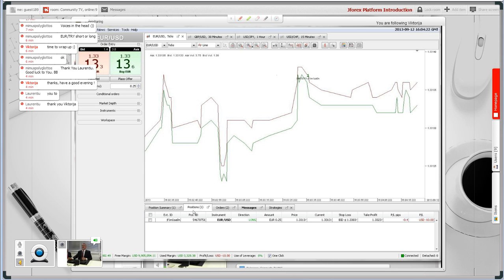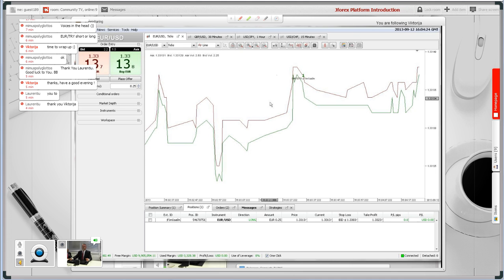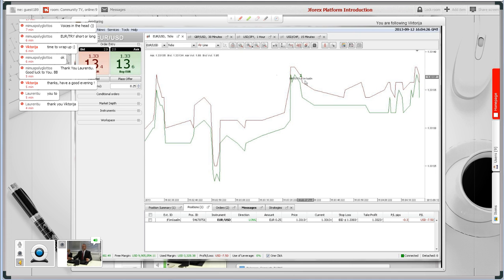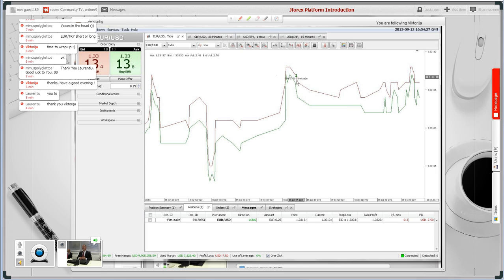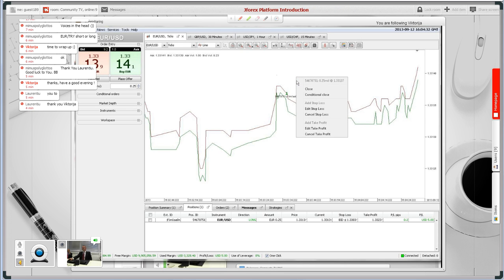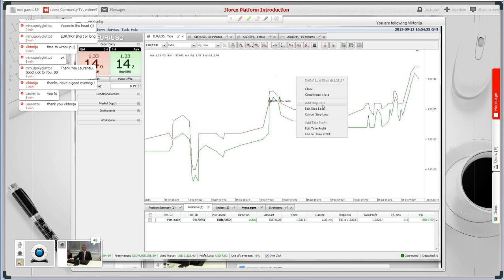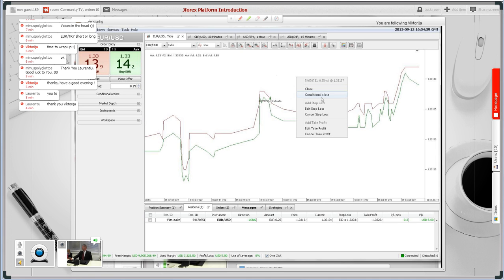From this order, what can I do? You see there is this little triangle on the chart. I can make a right click on it, and there I already have some possibilities. I can close the position, I can close part of the position, I can edit or cancel the stop loss, and I can edit or cancel the take profit.